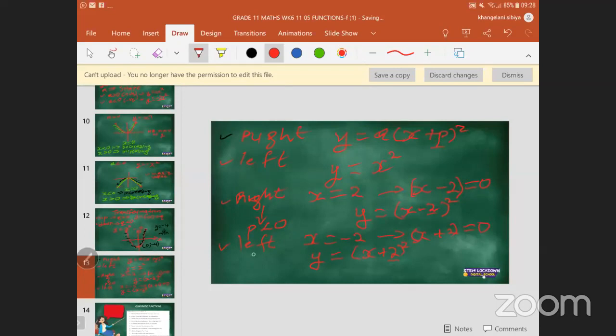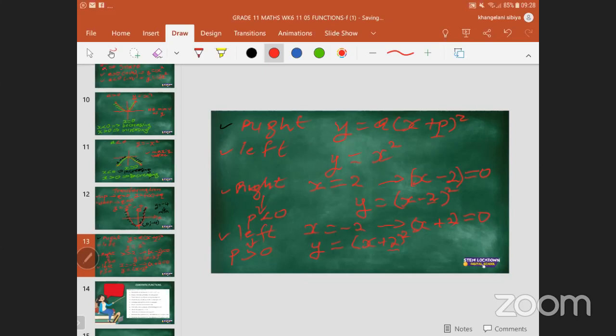This means if you want to transform your graph to the left, or how can you see that your graph is transformed to the left? You simply look at your p. So your p there will be obviously greater than 0, which is the number which is positive. Right? So that is that, folks.